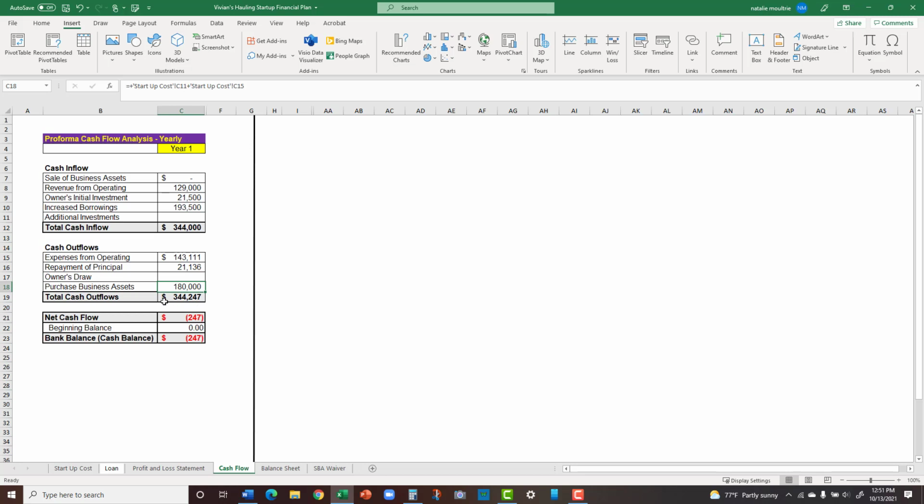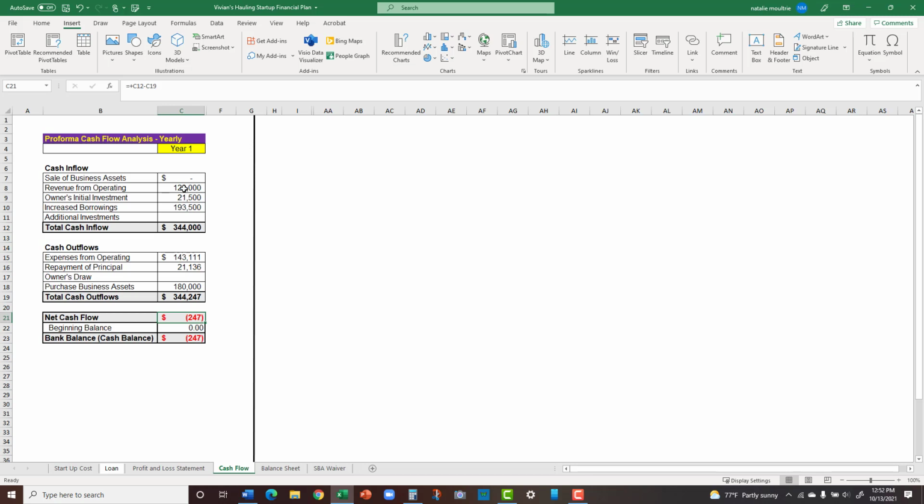So total outflows, what we paid out for the year, is $344,247, which means that we are anticipating having a negative balance in our bank account at the end of the year. This is not good. If this number is negative, then your lender is saying, okay, then you're going to be out of cash, which means that you're going to be out of business. So this tells me we need to make an adjustment either in our revenue or in our cash inflows, or an adjustment in our cash outflows.